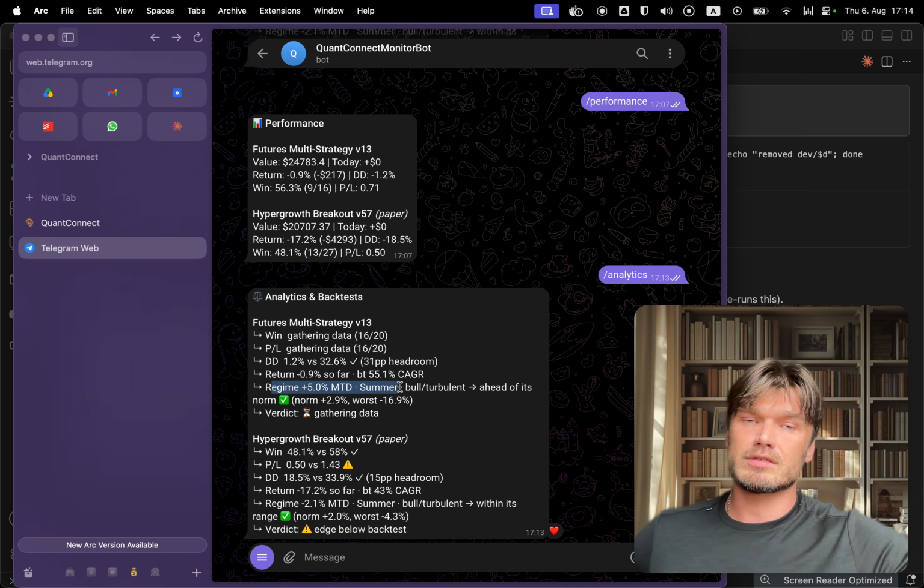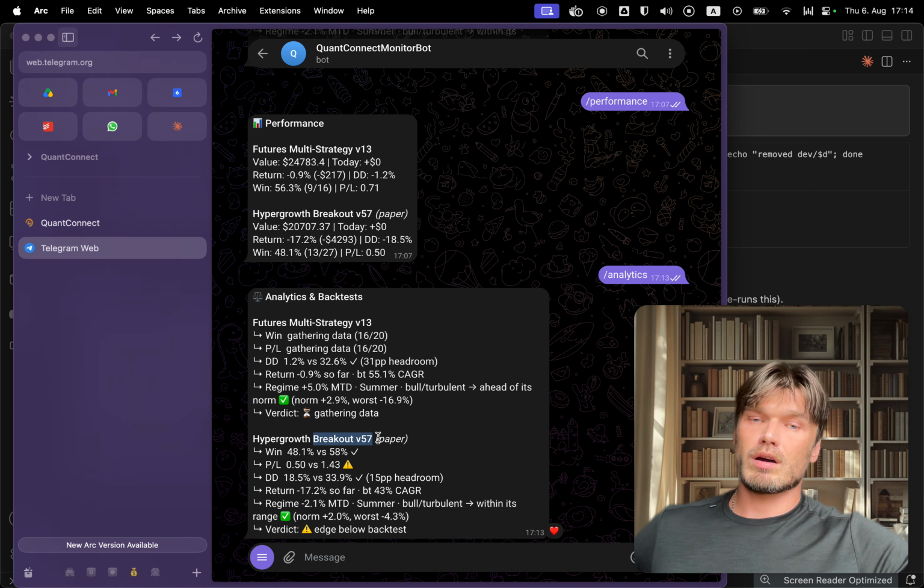So it actually tells me whether it's good or not. Right now the regime is +5 month to date, and the norm is 3% month to date, and the worst is -16. So it's within the norm. Verdict is still gathering data.